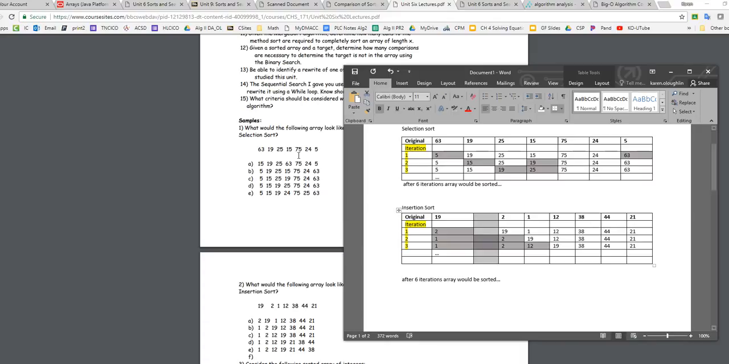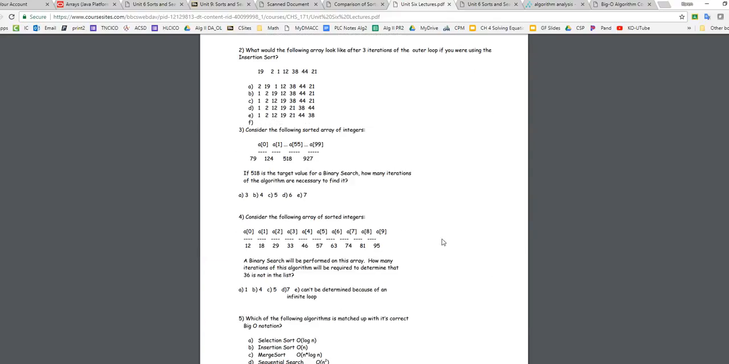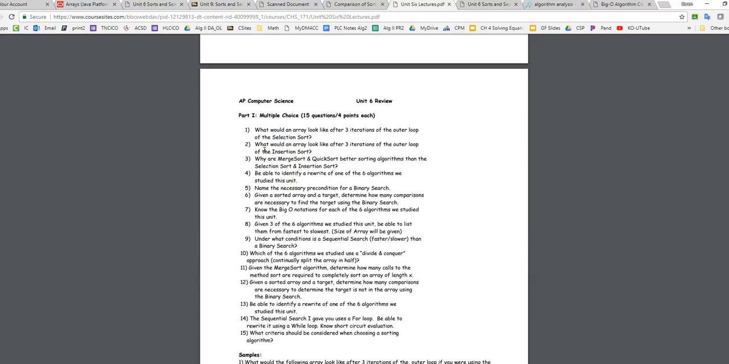The next question that we are going to take a look at is going to be number 3 on the review sheet, and that's going to correspond up here with our review. It's going to be finding, if I take a look, something like this. Given a merge sort, determine how many calls in the method are required to completely sort an array. Given a sorted array and a target, determine how many comparisons are necessary using a binary search. And so those are the items, 11 and 12, that we're looking at here.